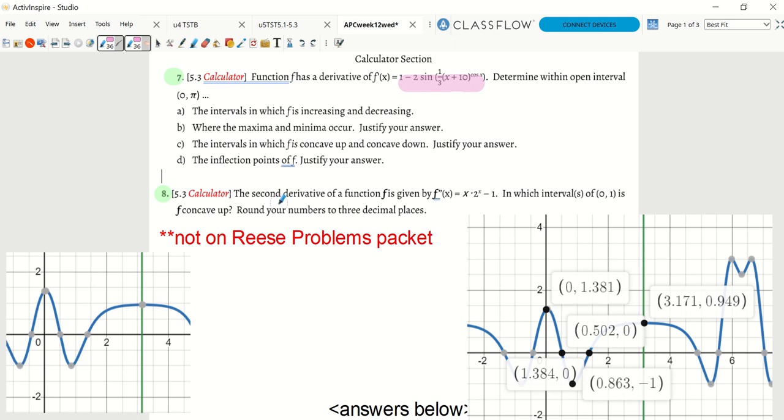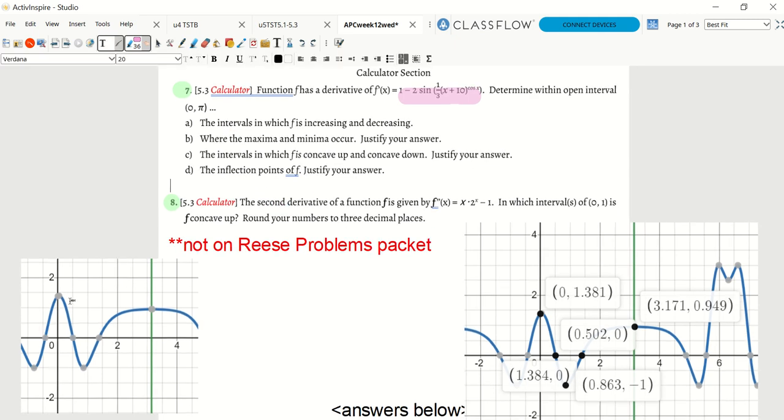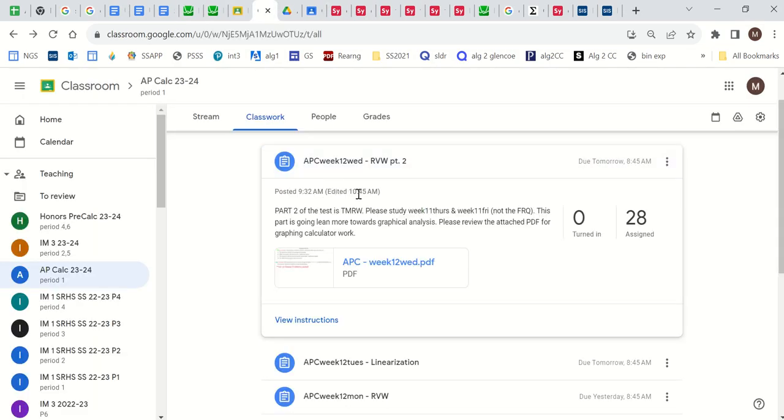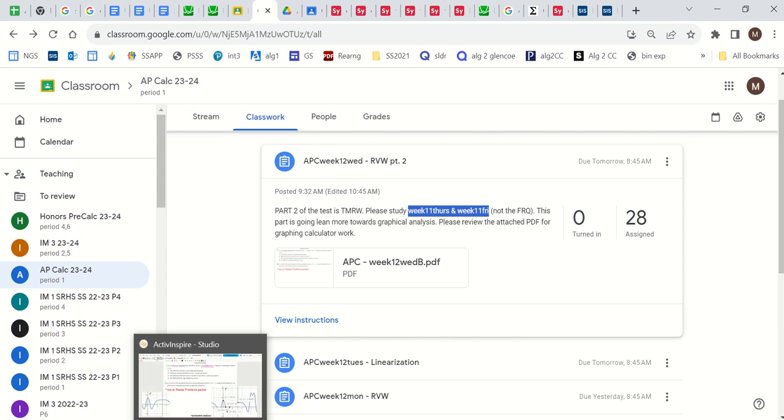So remember, this is the graph right here of f prime. All right, this is the graph of f prime. And another thing that I also mentioned on the assignment for today is to review 11 Thursday, 11 Friday, not the free response question from 11 Friday, because tomorrow's part 2 test will be emphasizing and focusing more on the graphical analysis of things.